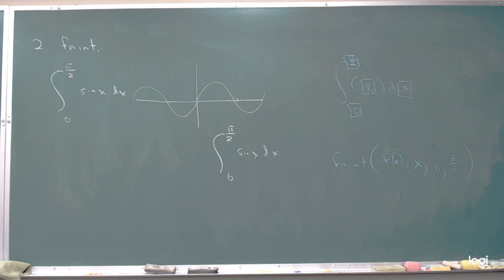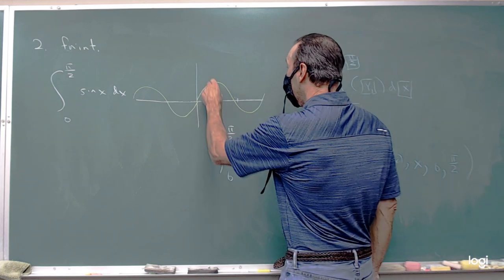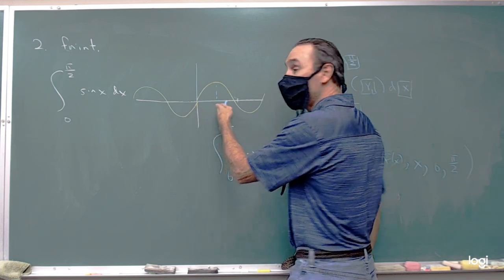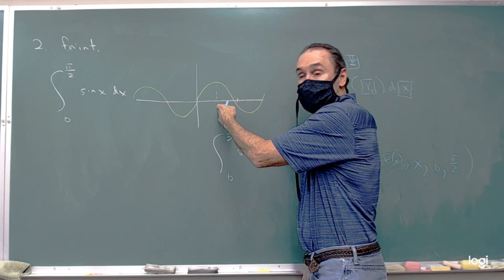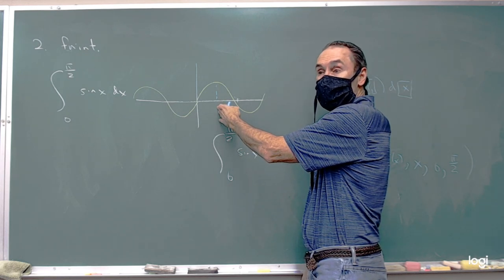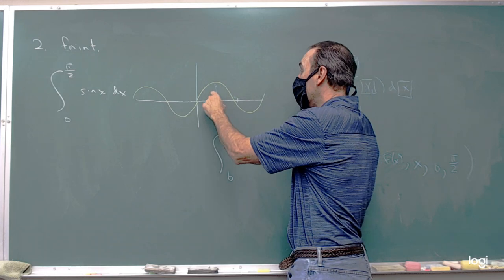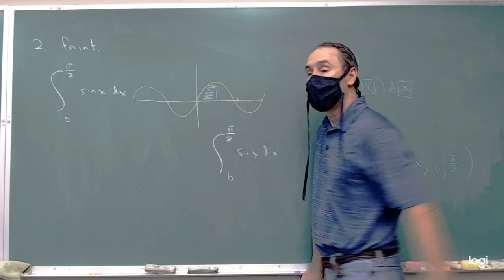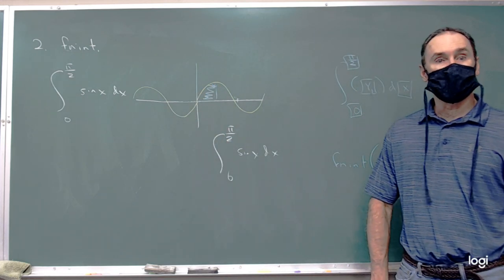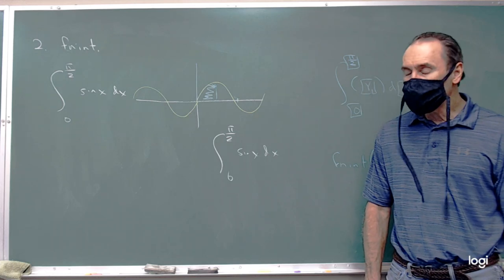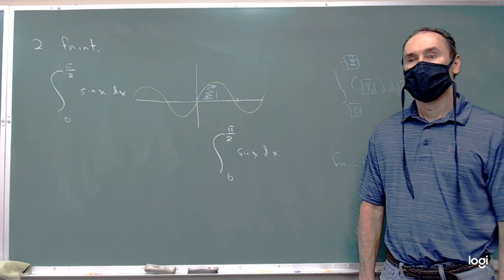And what did you get? 1. Isn't that just amazing? You take a curve, something as bendy as a sine curve, and you go from 0 to pi over 2. This is an irrational number, a decimal that never terminates, never repeats. And the area is exactly 1. Amazing.